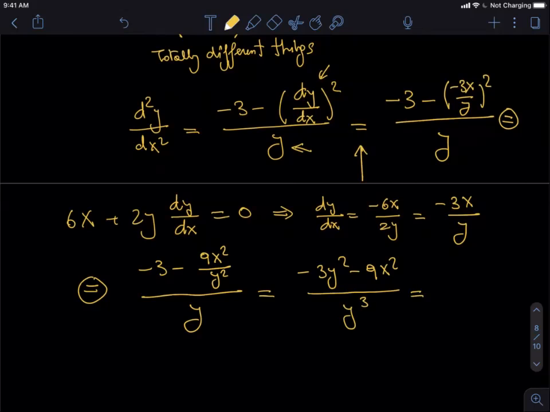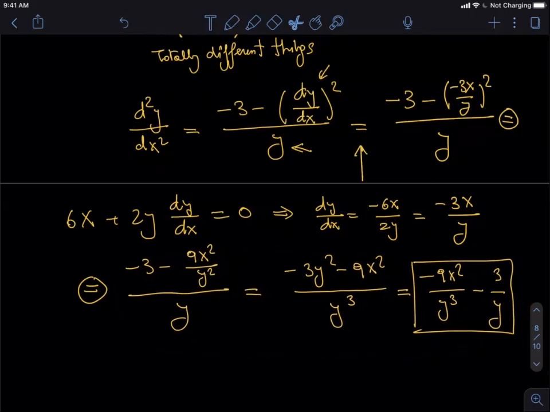Well, if we want, we can write minus 9x squared divided by y to the power 3 minus 3 divided by y. It's arguable which of the two is simpler, but this is as simple as it gets. And in this way, we have found the second derivative. Now, if we wanted to find a third derivative, we can keep going. Just keep in mind that for the third derivative, we will need to use the formula for the second derivative and so on. We want to write it in terms of x and y, but we don't want any more derivatives involved.